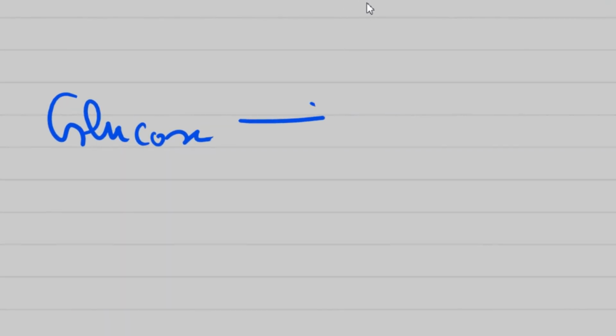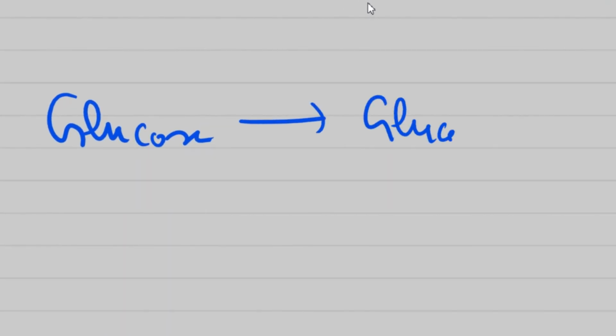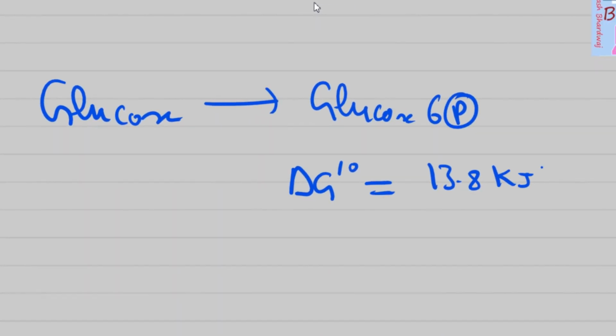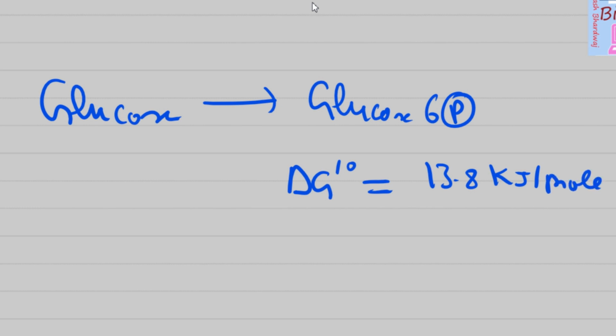Now, I am going to tell you about a very simple reaction. You must know the first step of glycolysis: glucose is converted into glucose 6-phosphate. I just want to tell you that the standard free energy change, which we are going to discuss in the next class, is 13.8 kilojoules per mole for this reaction. So you see, delta G is positive. But this reaction actually occurs in the cell.